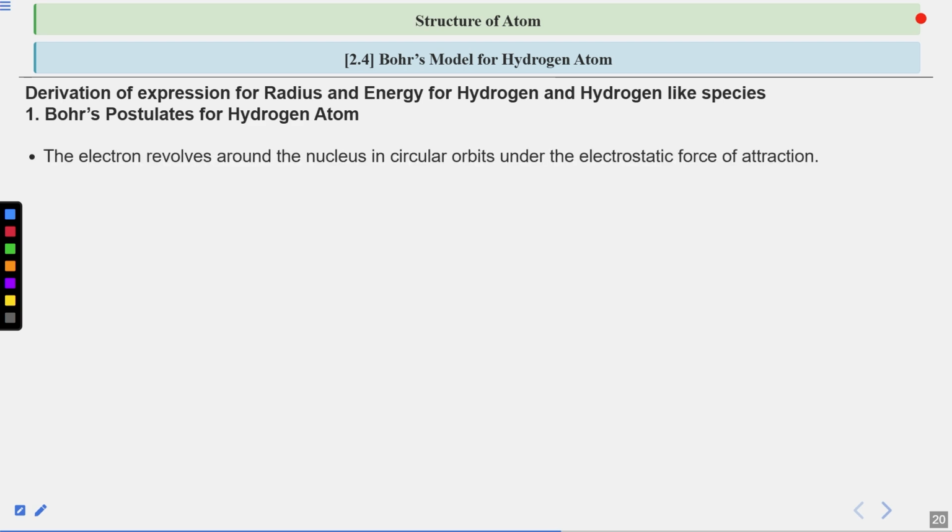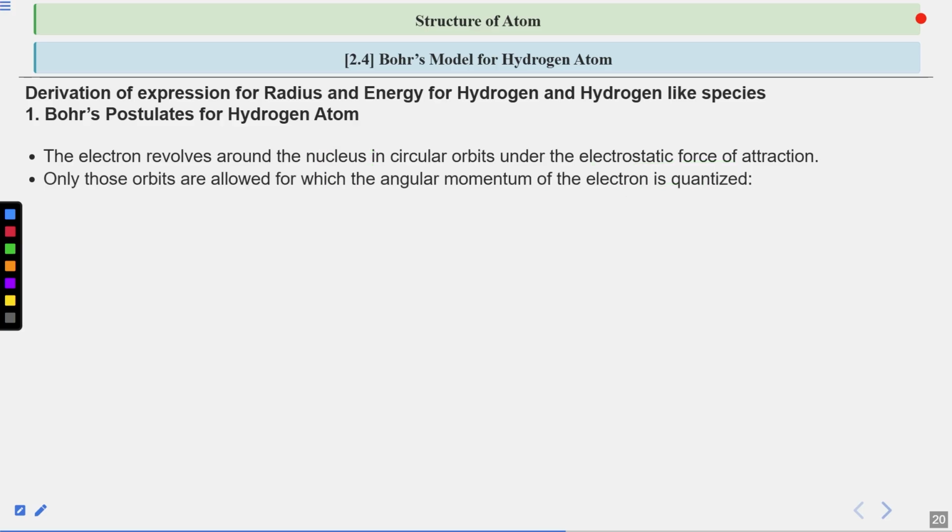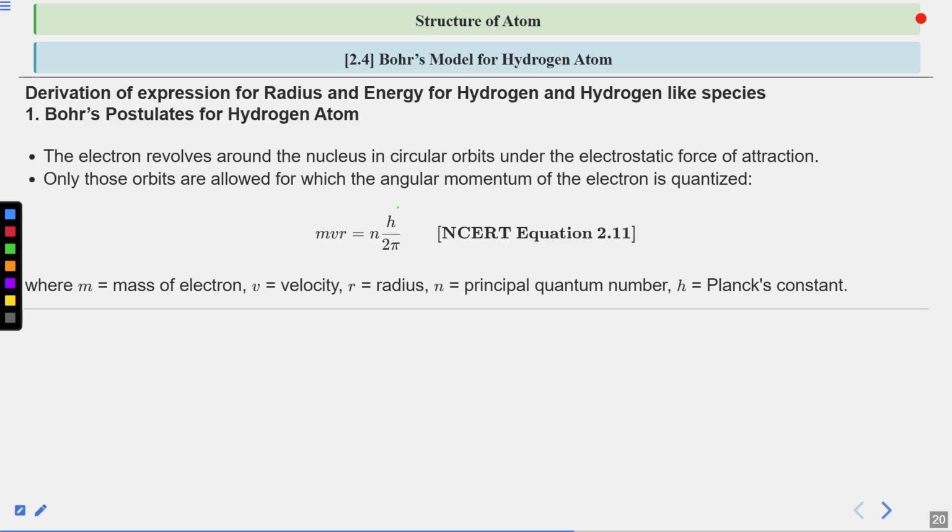First, we know that electrons are revolving around the nucleus, and the only reason they are attached to the nucleus is the electrostatic force of attraction. A positive and negative charge attract each other. Second, the angular momentum that was written previously: the allowed angular momentum was given as mvr equals nh by 2 pi. You have seen this equation in the previous part. The only allowed angular momentum is mvr equals nh by 2 pi. Any doubt in this equation? Okay, so these are the two postulates that we will use.